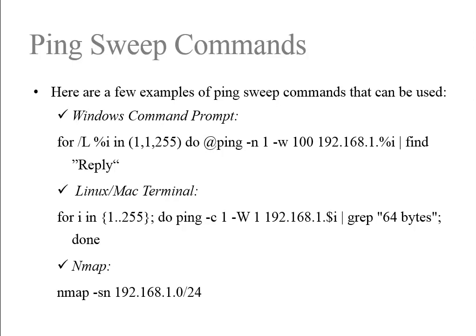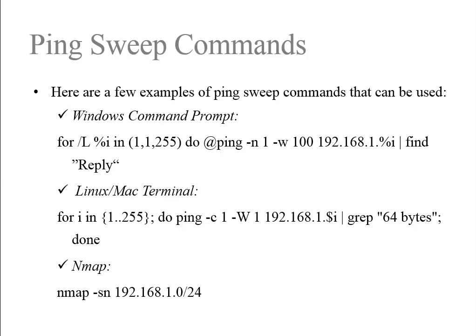So, the first command will ping IP addresses ranging from 192.168.1.1 to 192.168.1.2 in the Windows command prompt. The next command will ping IP addresses in the range in the Linux terminal, and the next command uses the Nmap network scanning tool to perform a ping sweep on the IP addresses, which range from 192.168.1.0.